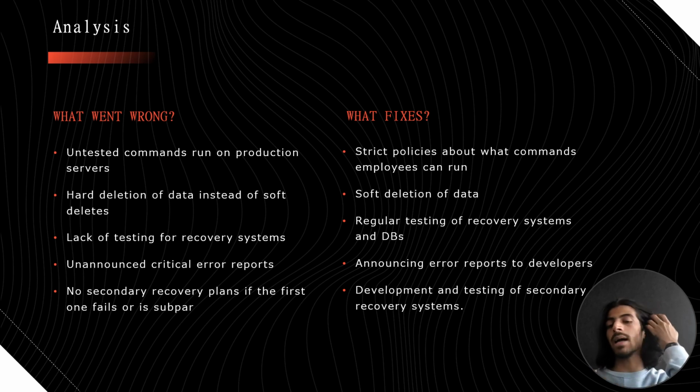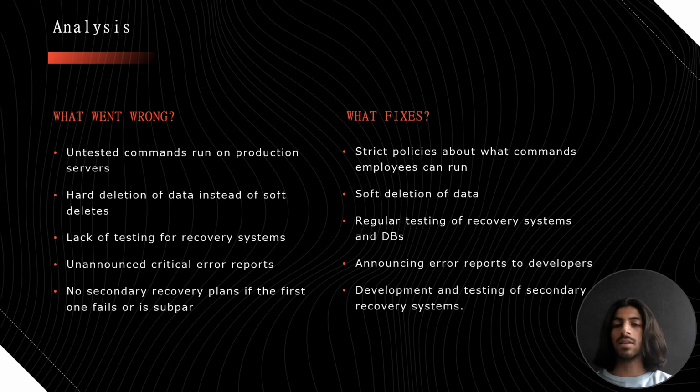Fourth, the critical reports about this were not announced to all developers and employees, which is quite bad, because if the employees and the developers are not updated about what the company is about and what they're doing and the problems with their environments, then they cannot act according to the best security policies and the best production policies. And last of all, there were no secondary recovery plans. So in case the second database server also failed, they could have a fallback plan.